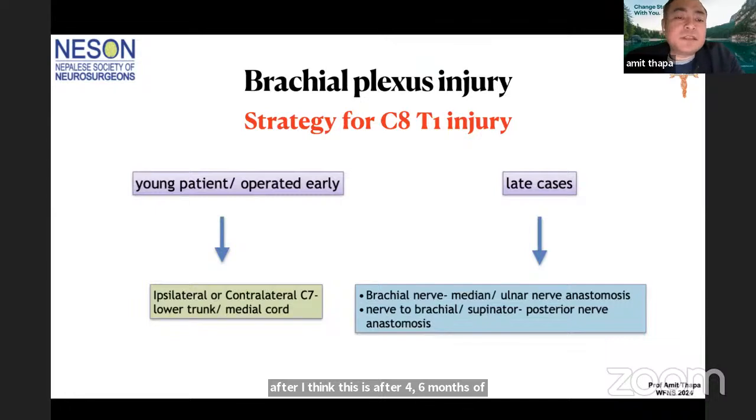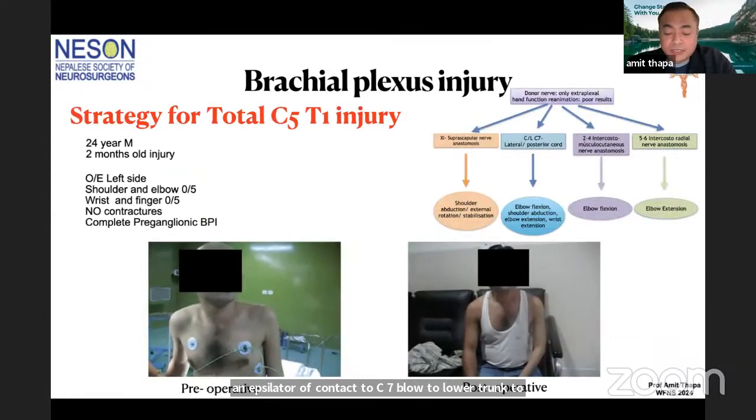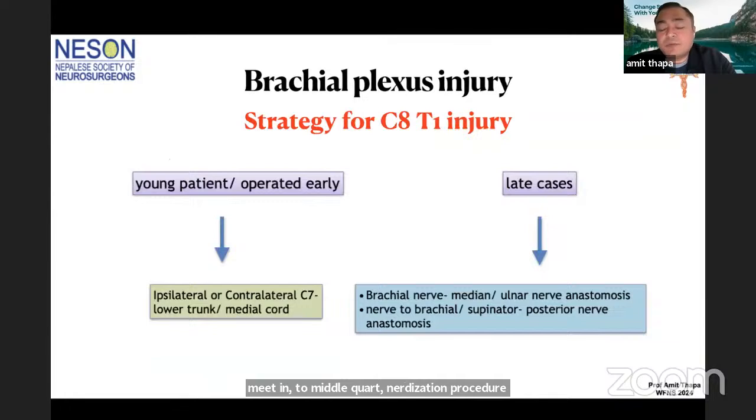Now, a special case may be a C8-T1 injury where the patient is young and operated on early. Then we can use an ipsilateral or contralateral C7 to lower trunk or medial cord neurotization procedure. And if the patient comes late, then we can go for a brachialis nerve to median and ulnar nerve transfer, as well as a nerve to brachialis and supinator to posterior interosseous nerve transfer.